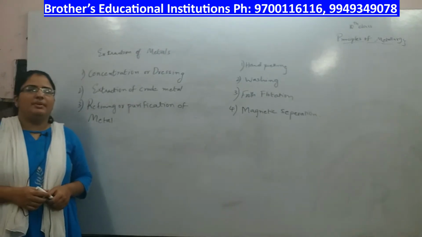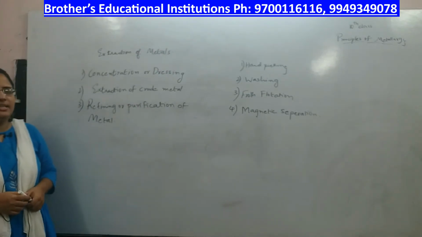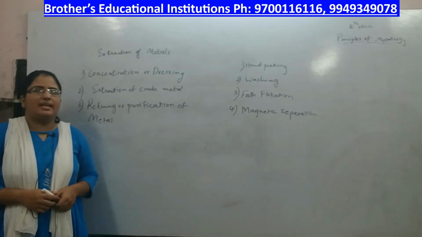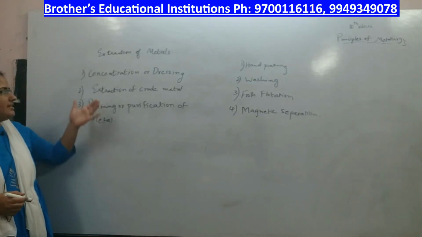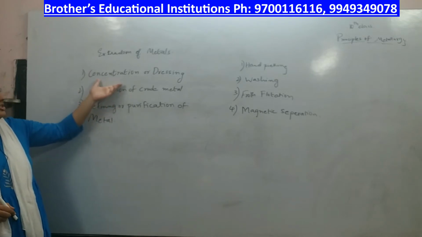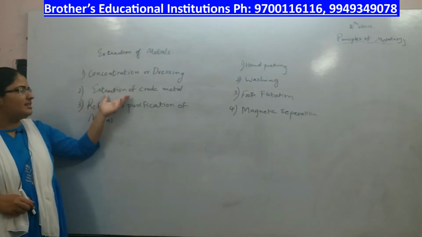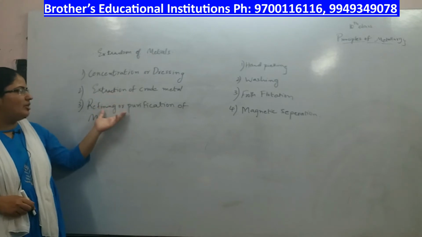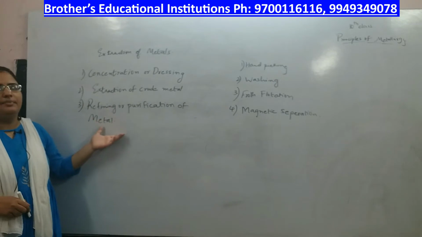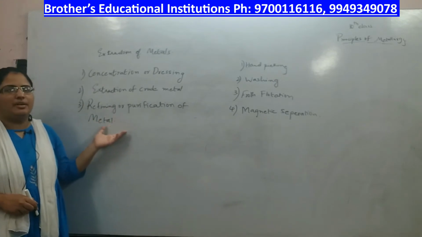Hello students, in the previous class we discussed activity series. In today's class we shall discuss how they extract the metal. In the extraction of metal there are three steps: one is concentration or dressing, the next is extraction of crude metal, and then refining or purification of metal. These are the three steps involved in extracting a metal from its ore.